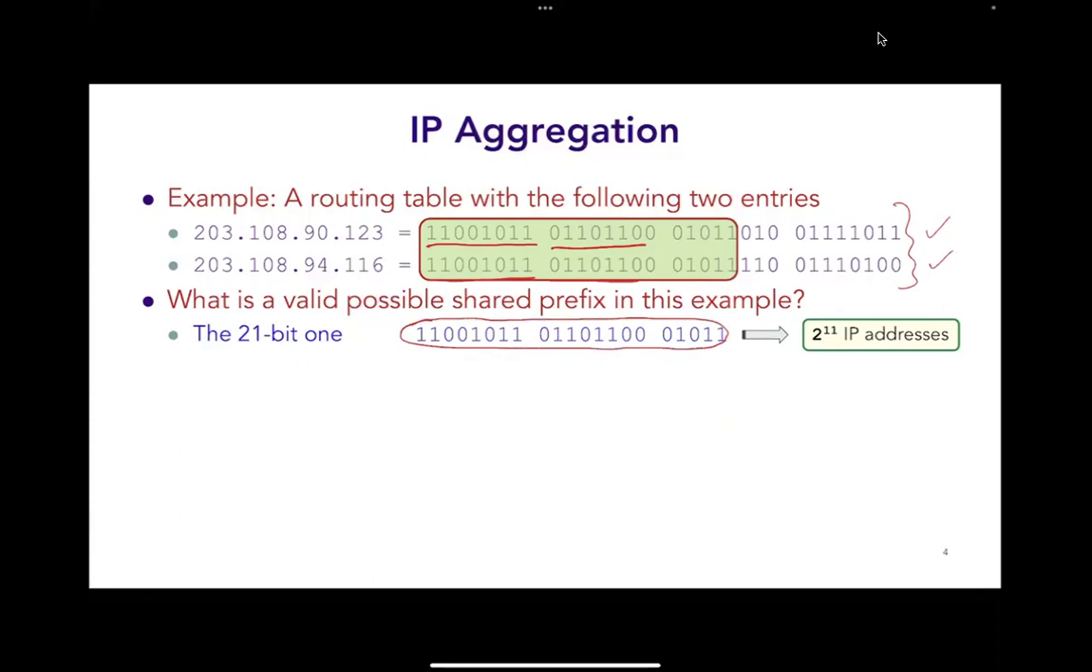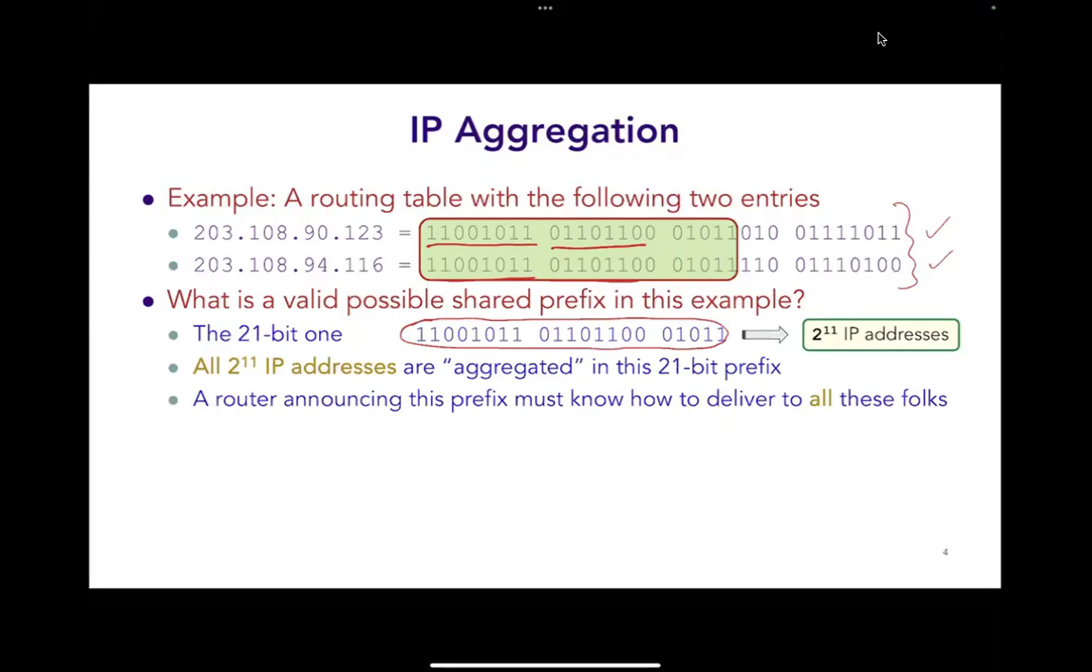It covers 2 to the power 11 IP addresses. Okay. So all of these 2 to the power 11 IP addresses are covered or aggregated in this 21-bit prefix. A router which announces this particular prefix must know how to deliver to all of these folks.